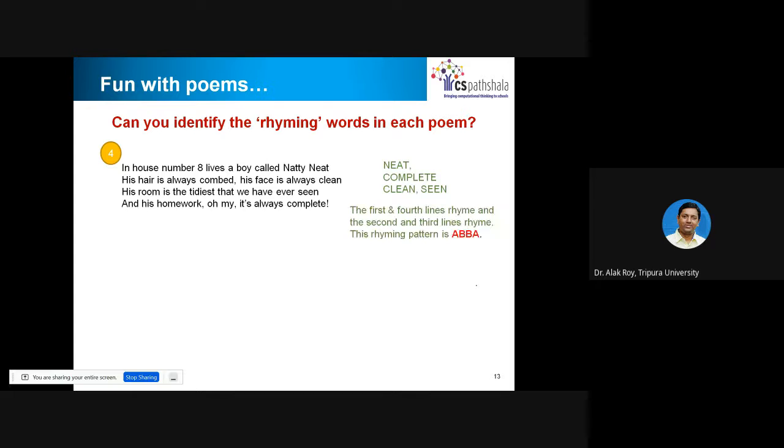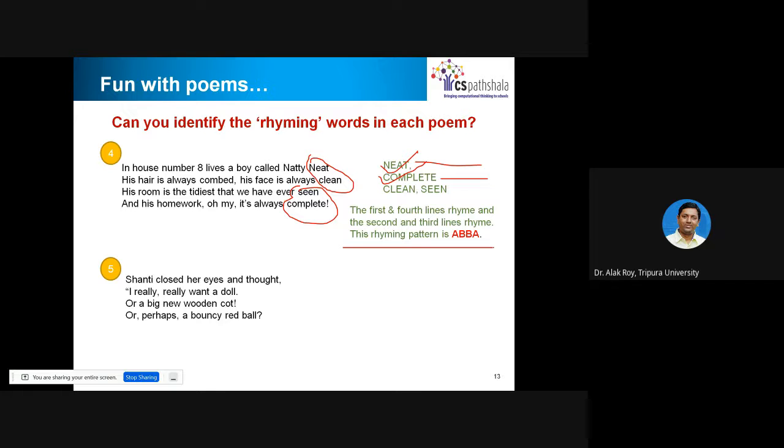Let's take this paragraph: neat and clean and seen and complete. Four words. So see, between neat and complete, you can find a similar sound. You can consider this as A, and clean and seen can be considered as B. So the rhyming pattern will be A, B, B, A.